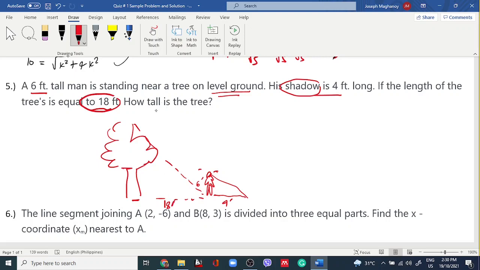So, what is the unknown? How tall is the tree? The unknown is the height of the tree. So what we are looking for is the height of the tree. What made this problem a bit complex is the level ground. If you are not going to correlate the relationship between the height of the man and the shadow of the man to the height of the tree and the shadow of the tree with respect to them, you won't be able to conceptualize the problem.